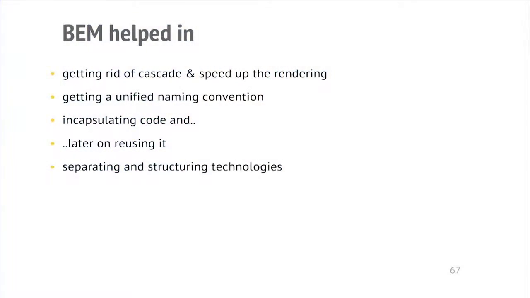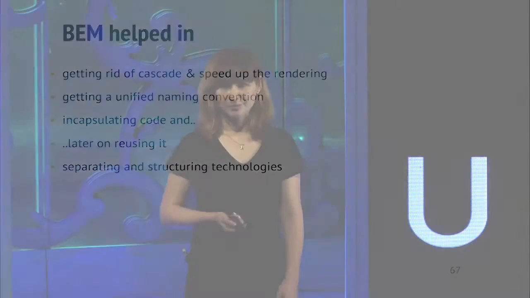And this helped us to get rid of Cascade finally and speed up the rendering of our projects. We also finally got a unified naming convention, so our teams stopped creating their own dictionary in every project. We were encapsulating code, and later on it was possible to reuse all the code base we created, and now it's all stored in an internal library called the Lego library. We have a separate team that maintains this library, and our developers who work on our services can benefit from this because they get new, tested and checked code on their projects, and they can concentrate on features and not on writing similar code every day in every project.